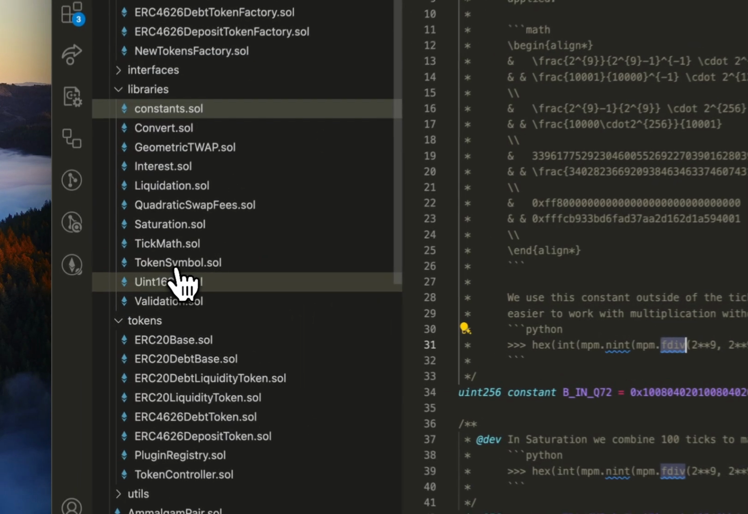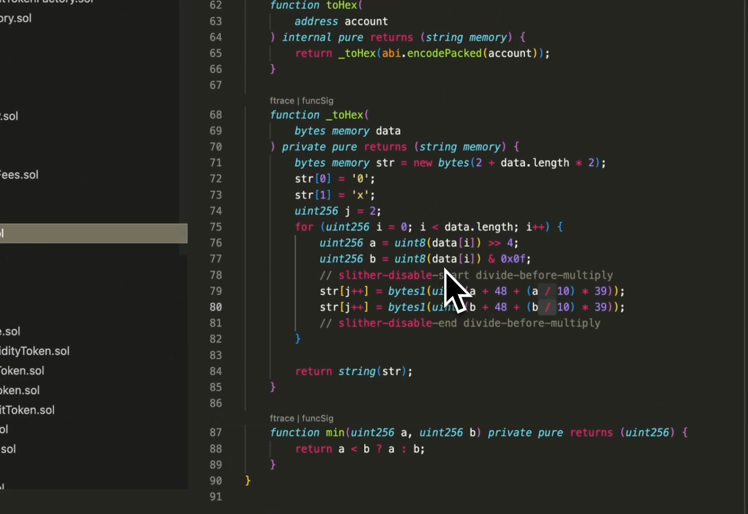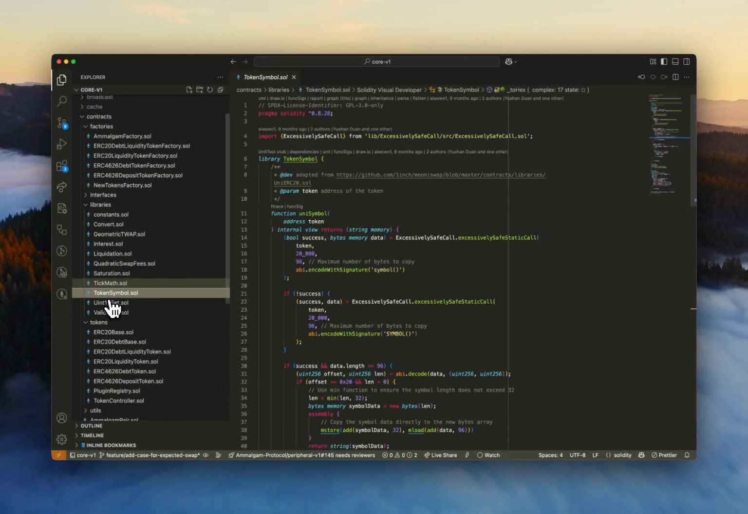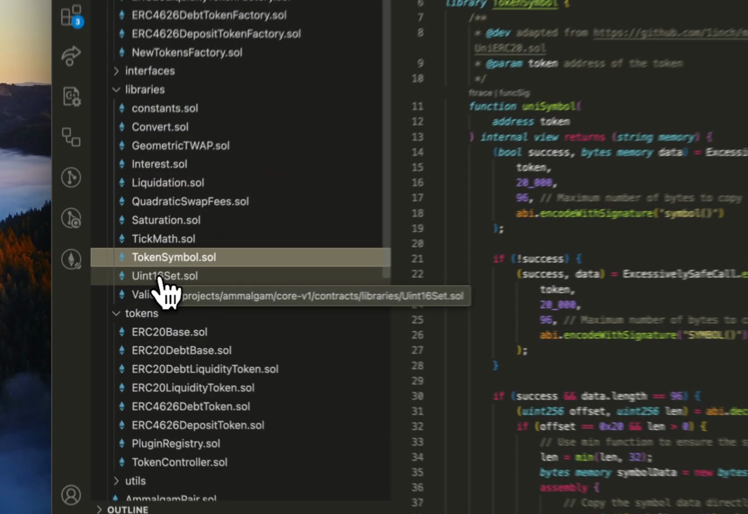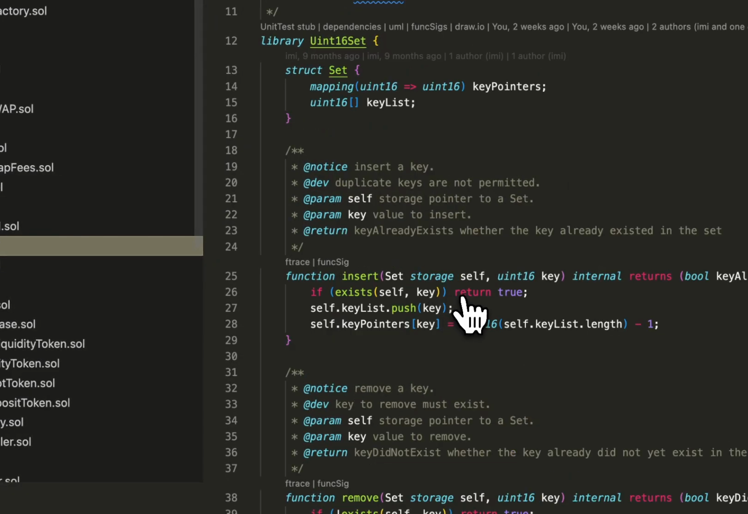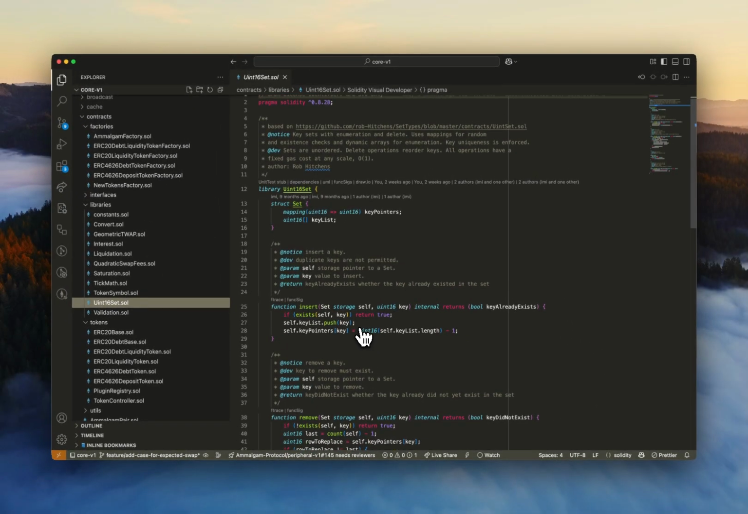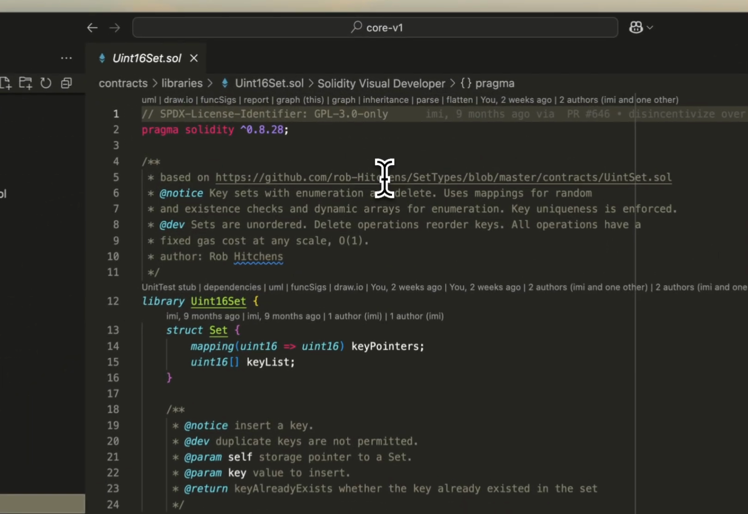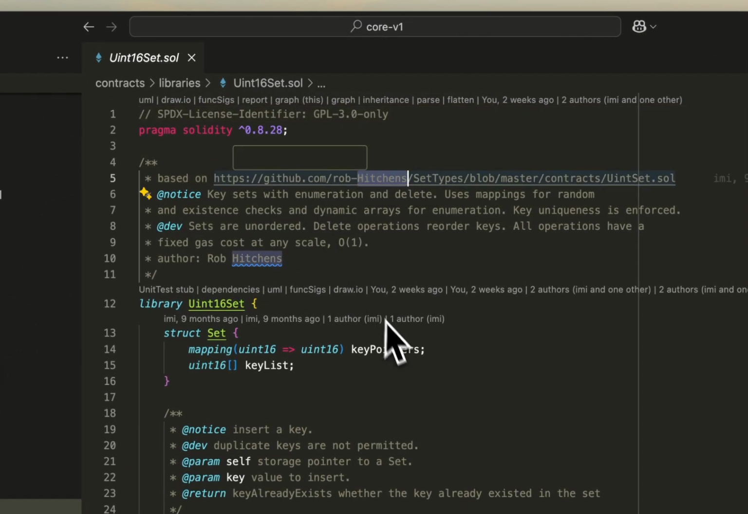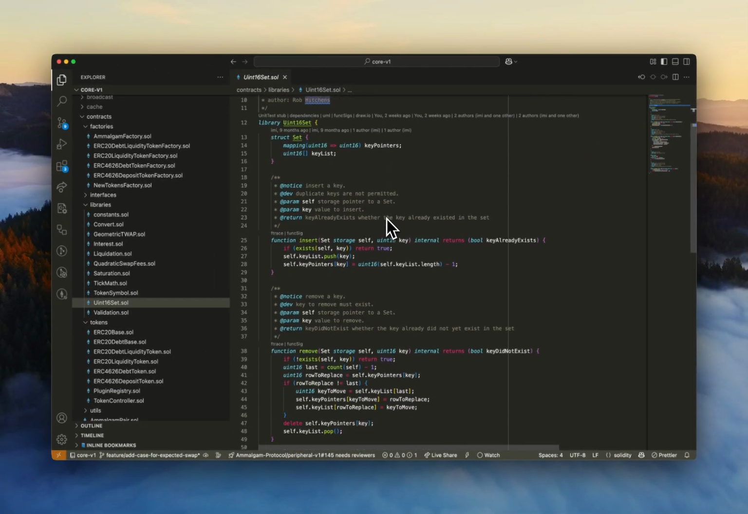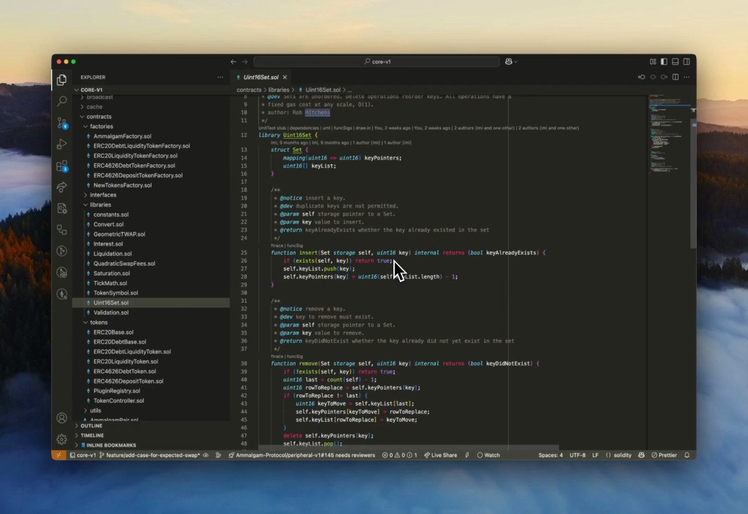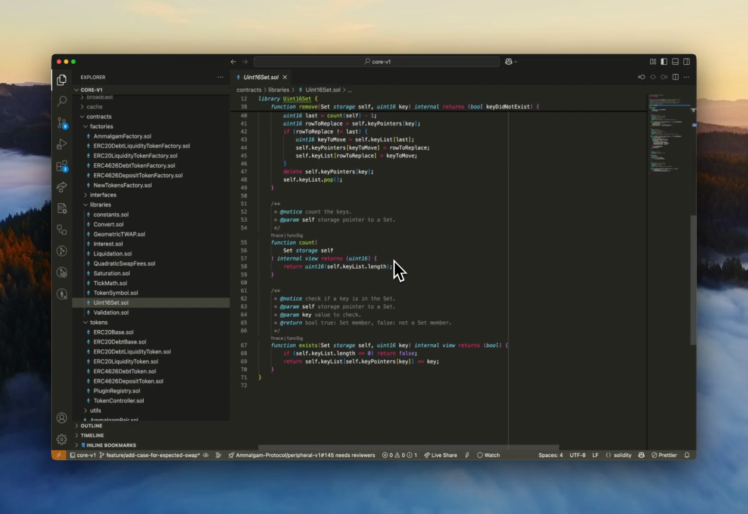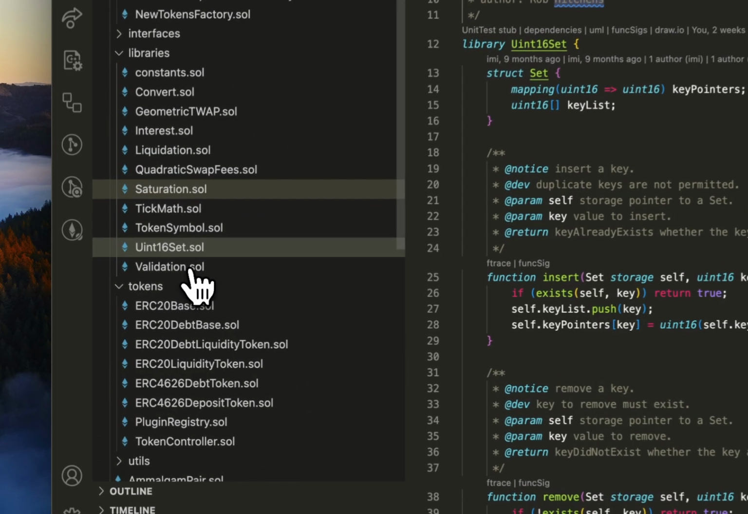Okay, moving on, token symbol. This isn't really important. It's a helper method for just the name of the tokens and being able to put it into the pair name when we create new receipt tokens. This set utility, I think we borrowed heavily. We link the source of the code that we took from either wholesale or majority of. This is used in the saturation library.